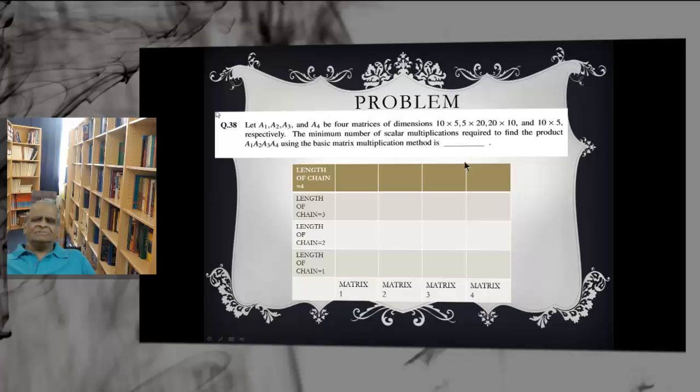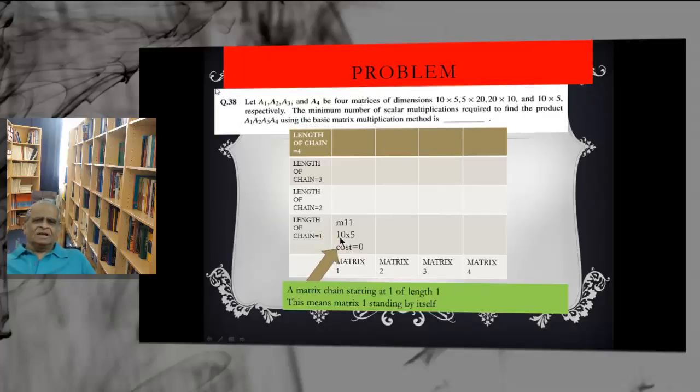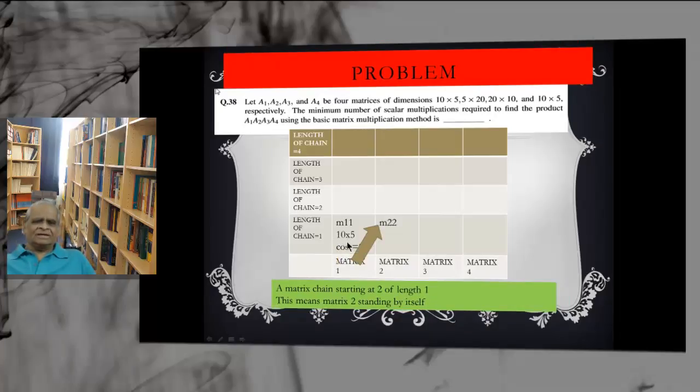So let us say here is a table we construct for dynamic programming. Here are the matrices, matrix 1, matrix 2, matrix 3, matrix 4, because a chain of length 1, length 2, length 3, length 4 is the maximum. First we start with a matrix chain starting at 1, ending at 1, of length 1. The matrix standing by itself. The first matrix is 10 into 5, and the cost is 0. There's no cost at all computing it.